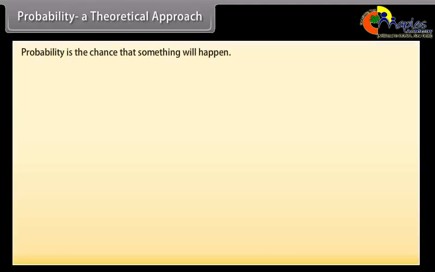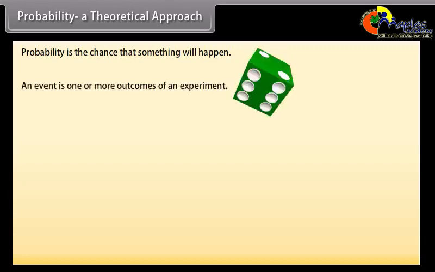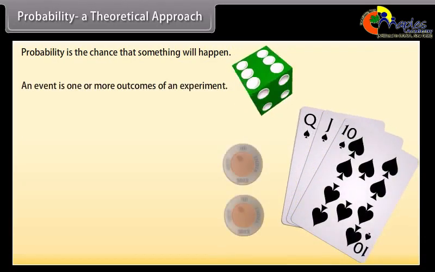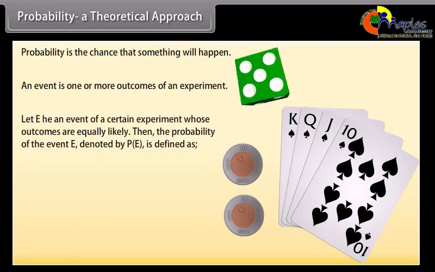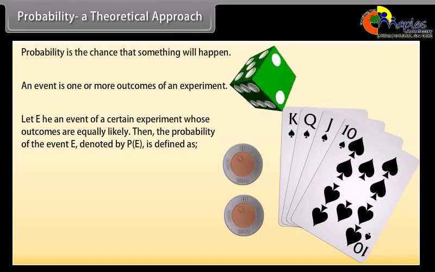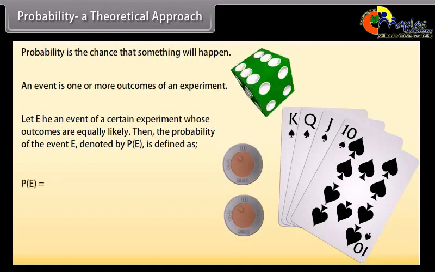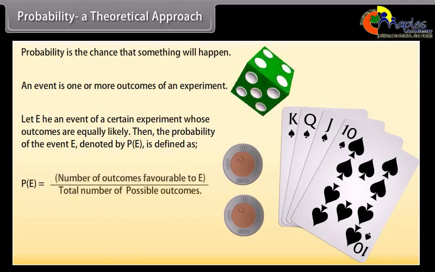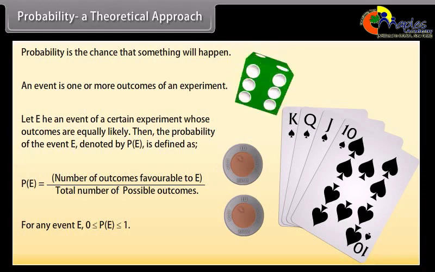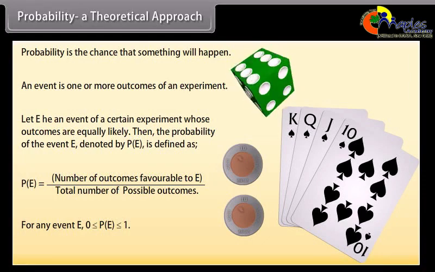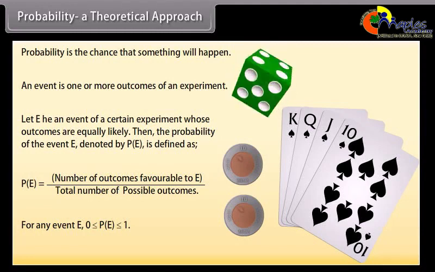Probability, a theoretical approach. Probability is the chance that something will happen. An event is one or more outcomes of an experiment. Let E be an event of a certain experiment whose outcomes are equally likely. Then the probability of event E, denoted by P(E), is defined as P(E) equals number of outcomes favorable to E by total number of possible outcomes. For any event E, 0 is less than or equal to P(E), which is less than or equal to 1.